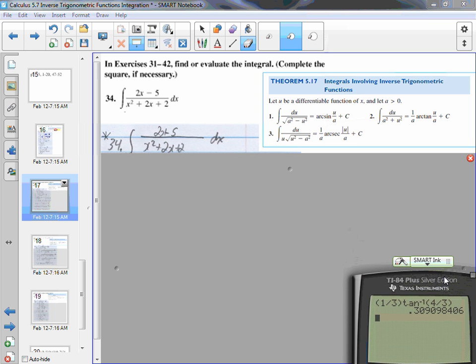Number 34. All right, so you've just seen completing the square, so you may be thinking to yourself, oh, I bet that's what we do again this time. Well, we'll see. So you got a million things to try, right? You can try rewriting it like we just did to complete the square. You can try making it 2x over that denominator minus 5 over that denominator. You can try that. What else can we try?